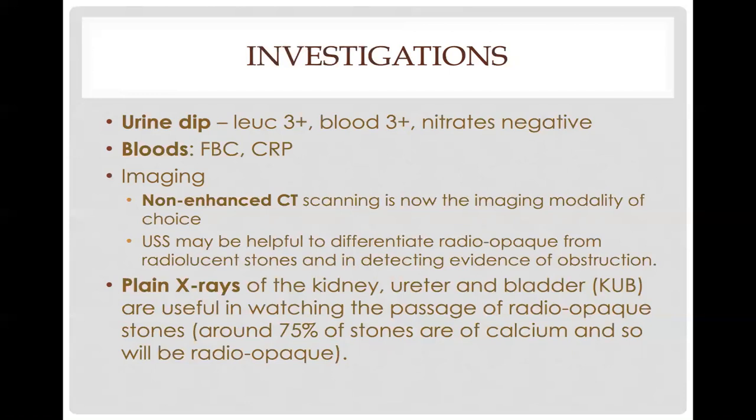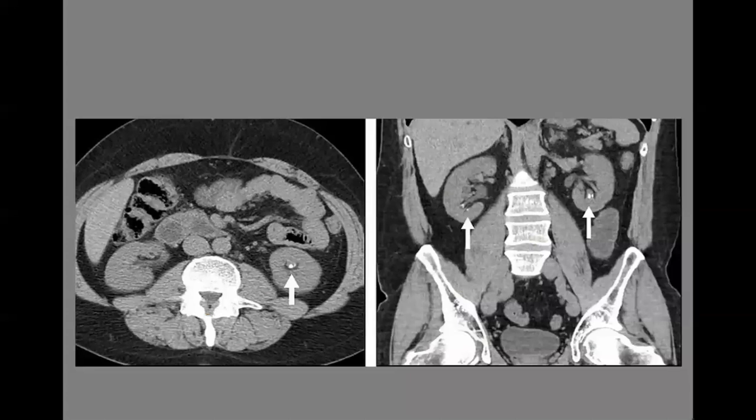Bloods, you're going to check for infection and inflammatory markers again. Imaging. So if you're thinking renal stones, non-enhanced CT scanning is the imaging of choice. And ultrasound can also be useful to differentiate radiopaque from radiolucent stones, and also in seeing if there's any evidence of obstruction. And often plain abdominal x-rays are used of the kidneys, ureter and bladder, which is useful in showing the passage of radiopaque stones. And about 75% of stones are calcium and so will be radiopaque. So this is just a CT scan demonstrating a renal stone.